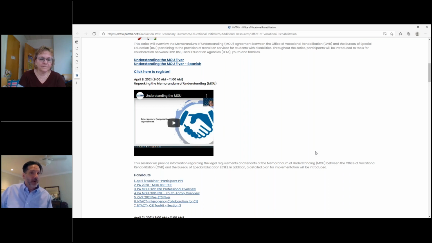And basically it's an agreement that says that starting at age 14, this is what OVR will do in working with students that have disabilities and what the education system will do. And I think the important thing to mention here too, because of how pre-employment transition services are recognized and implemented, this includes not only students that have IEPs, but also students that have 504 plans or other conditions that would have them be potentially eligible for services with OVR.